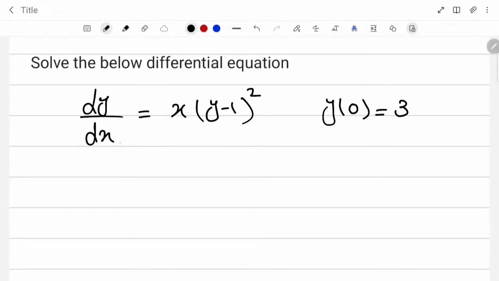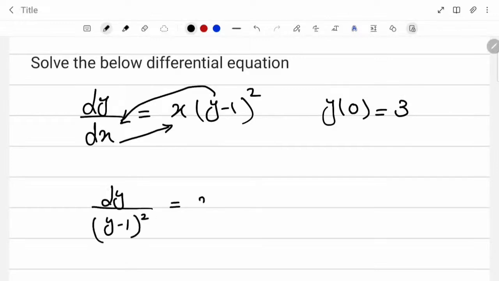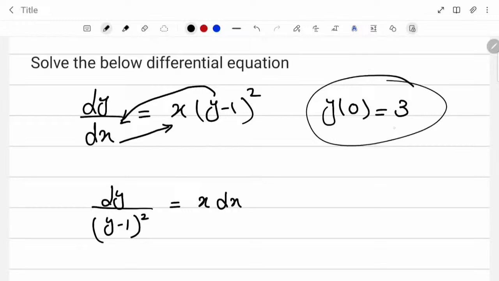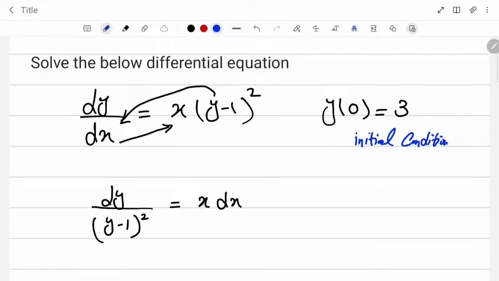Okay, can we bring dx there and this term down to there? So can I write dy over (y minus 1) squared equals x dx? And remember, the one which I have right there is termed as the initial condition, or sometimes we call it the requirements to find out the value of c.